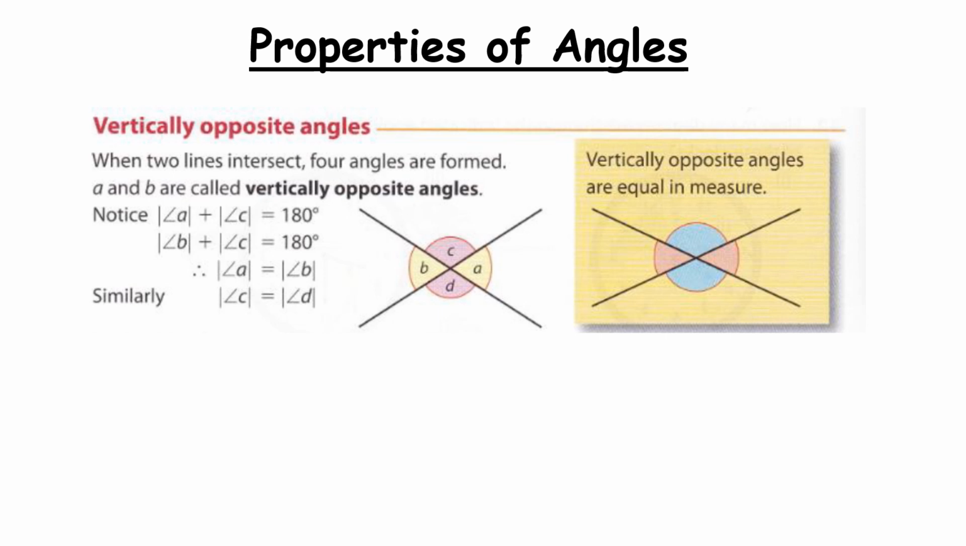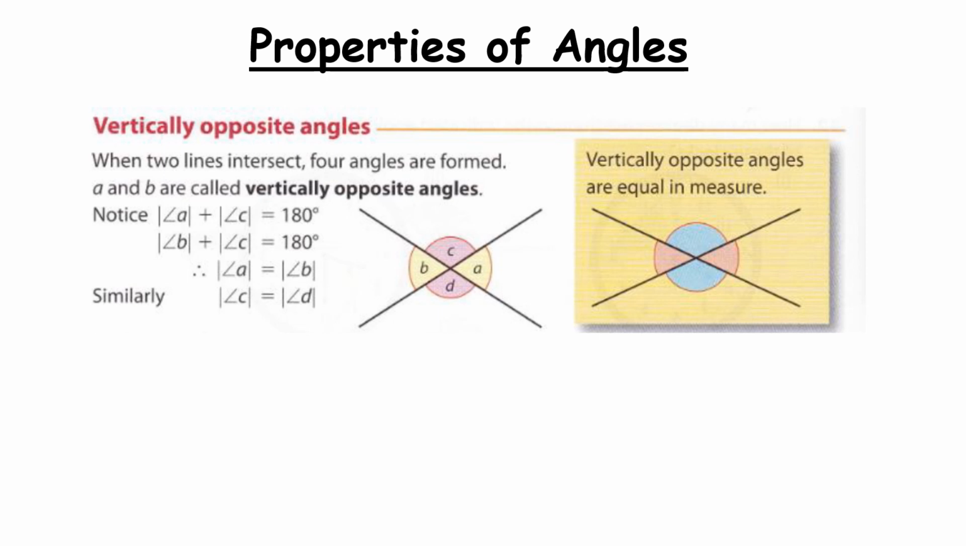So they've given us a little proof here. They say, well, A and C is a straight line, so they're 180, and B and C are a straight line, so they're also 180. So when we add all that together, we can basically say, well, if B and C are 180 and A and C are 180, by that logic, A and B must be equal.